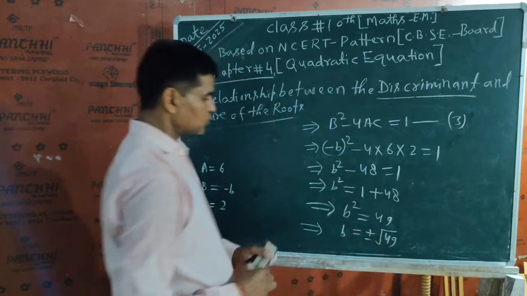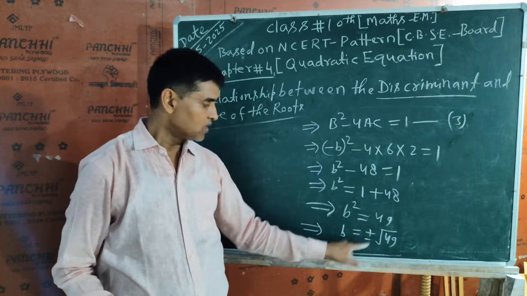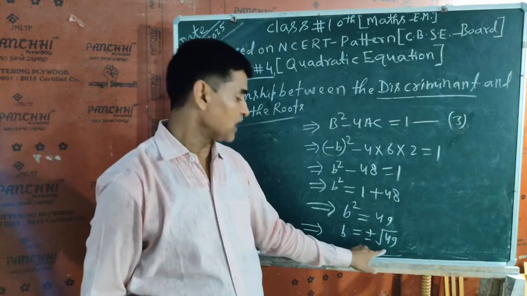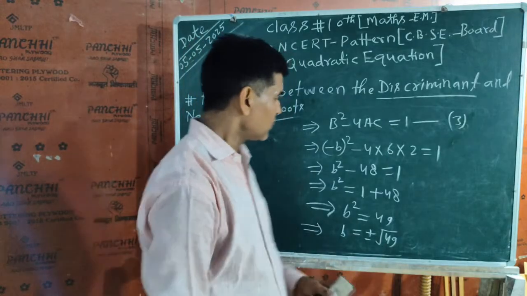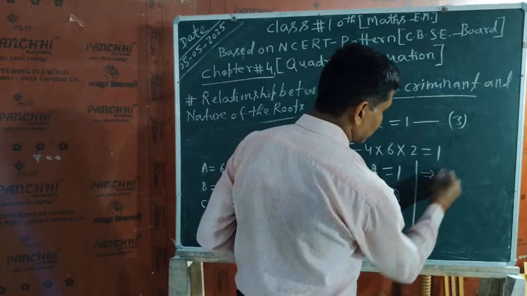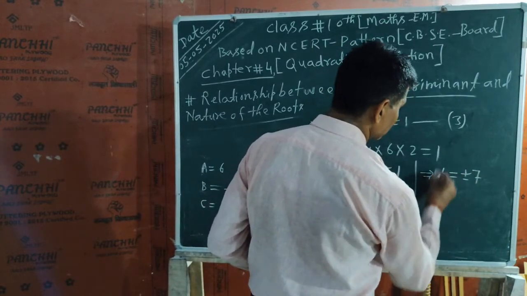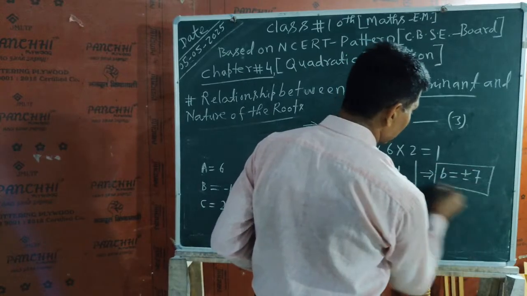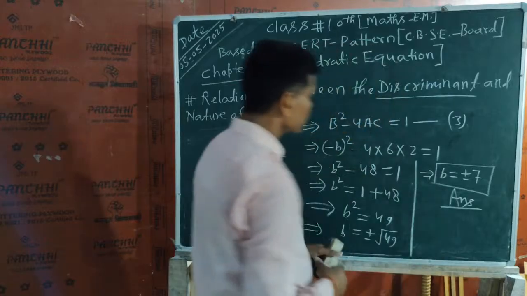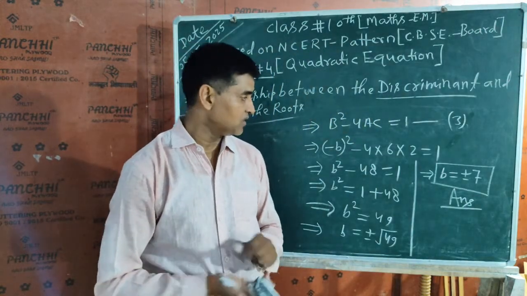Okay student, so here I have got the value of b which is equal to plus minus root 49. So here we have to take the square root of 49, that will be 7. Further I will write here, implies that b is equal to plus minus 7. So this is the final answer of the given question. Okay students, so according to this way the solution of given question I can solve easily.